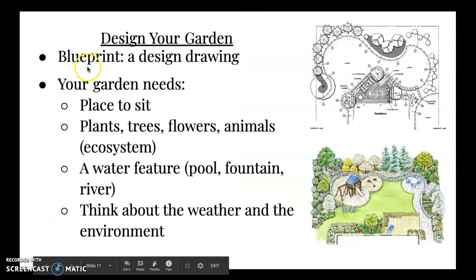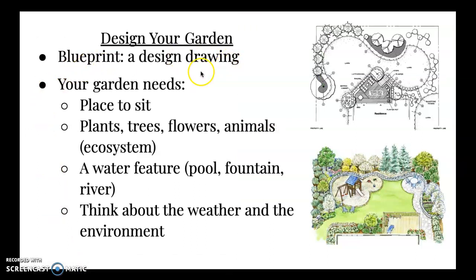So for your blueprint, you're going to design a drawing. Your garden needs a place to sit, plants, trees, and flowers that all go according to your ecosystem, and a water feature, so it has to have a pool or a fountain or a river. So if you're doing the desert, you would include an oasis.